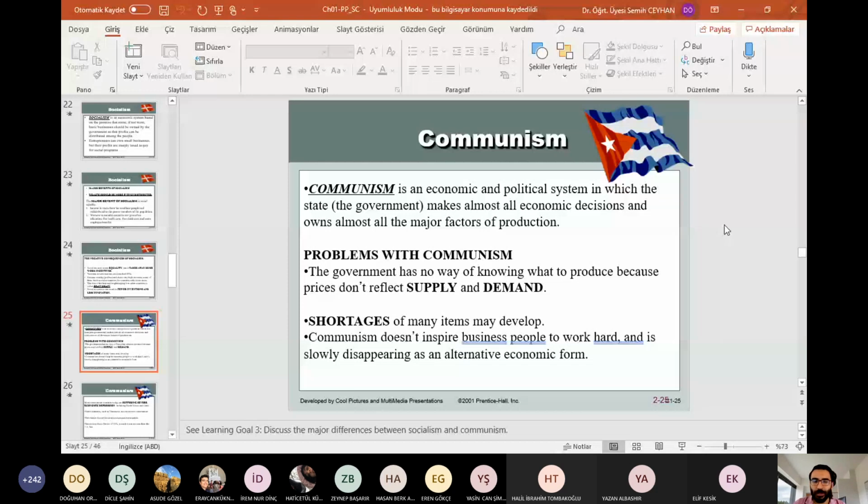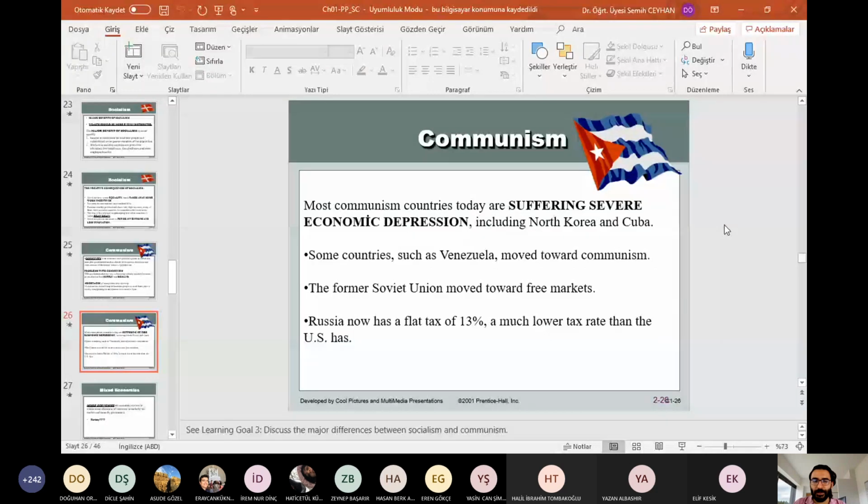Everything was owned by the government. So today they are suffering severe economic depressions, like North Korea and Cuba. Some countries such as Venezuela moved toward communism. The former Soviet Union moved toward free markets. Now Russia has a very low tax level. You can see 13%. So it's lower than the US has. And they are actually giving a message to global companies: come to our country and invest in our country, right?